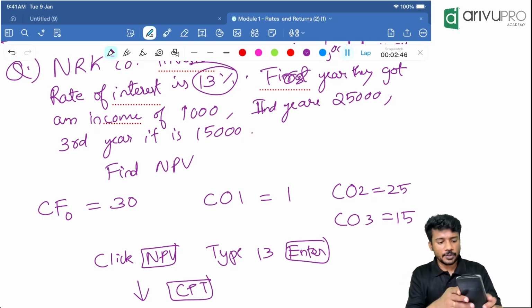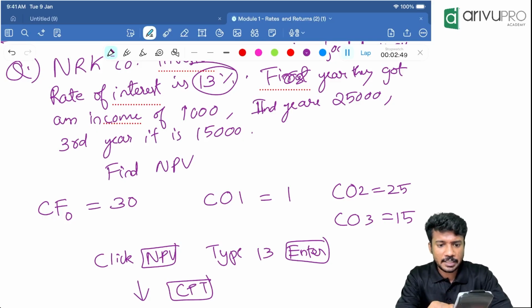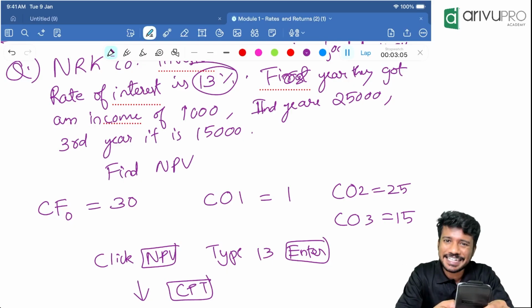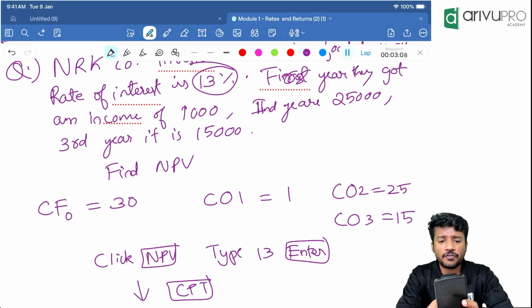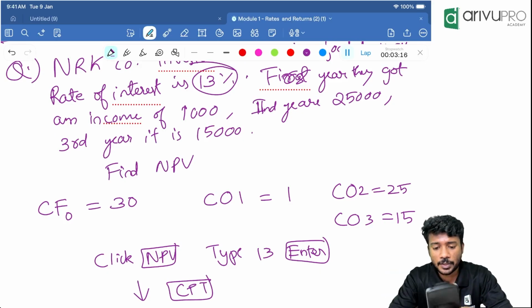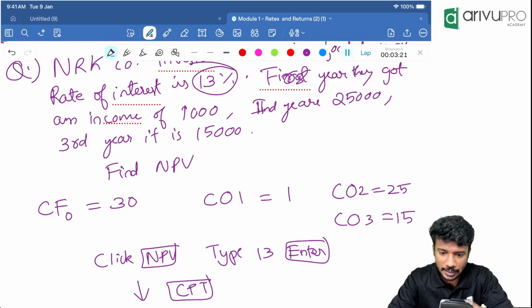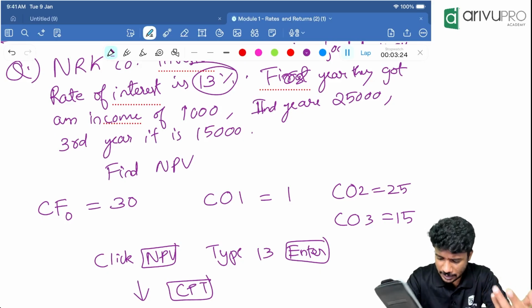So from the initial step, I'll tell you how to do it in the calculator. Clear everything, clear the work, then click the CF button. How much is the initial outflow? 30. Then click plus or minus, because it's the outflow, we'll take it as negative. Then click enter. Then come down. CO1 is how much? 1. Type 1, then click enter. Then come down. FO1 is how much? How much is the period? 1 period. Correct. So type 1 and click enter. Then come down. CO2 is how much? That is 25. Click enter. Then CO3 is how much? 15. Click enter. Then FO3 is already given. That is given as 1.